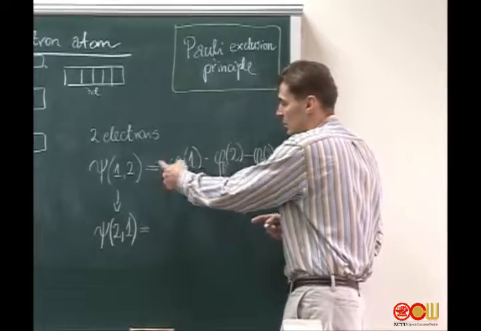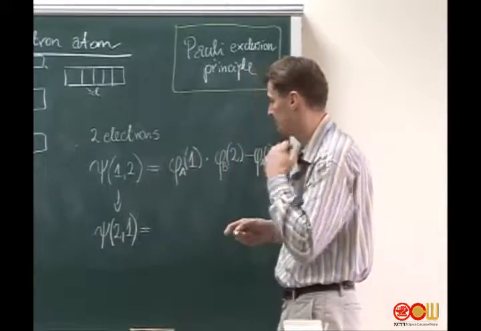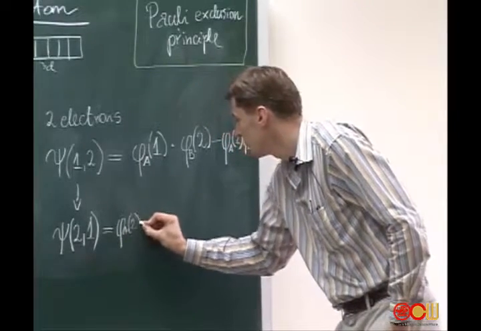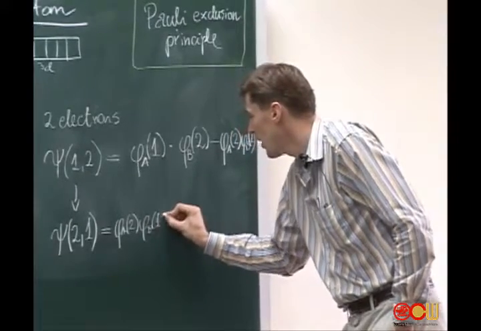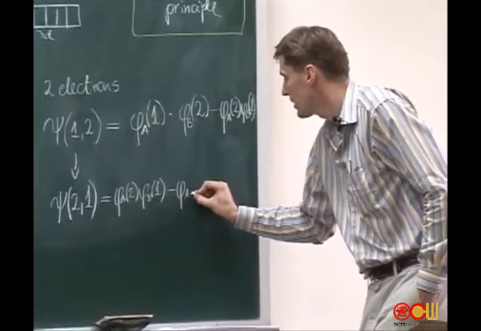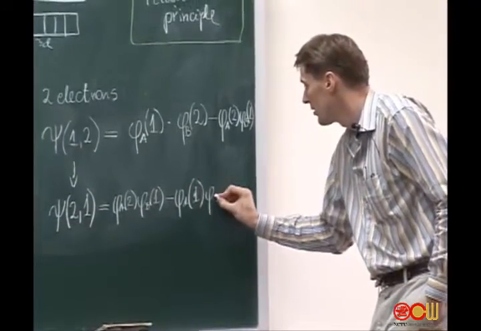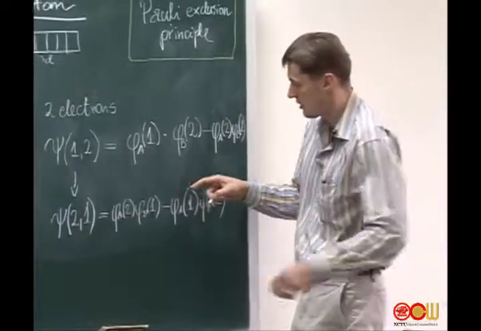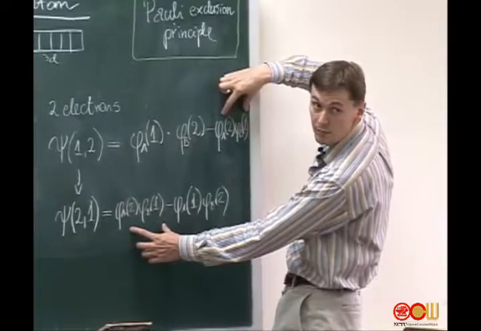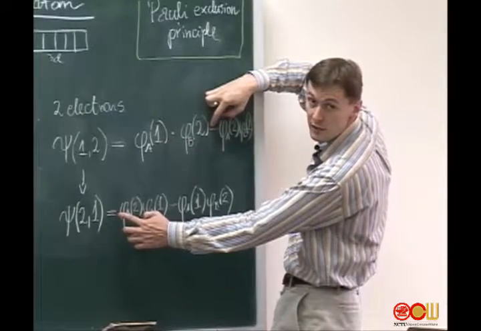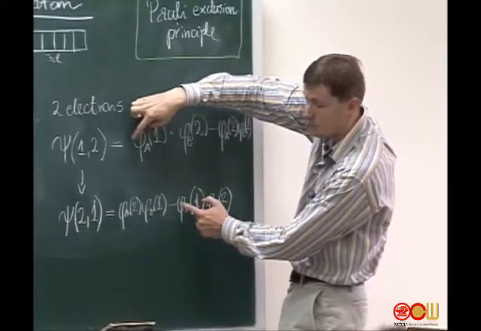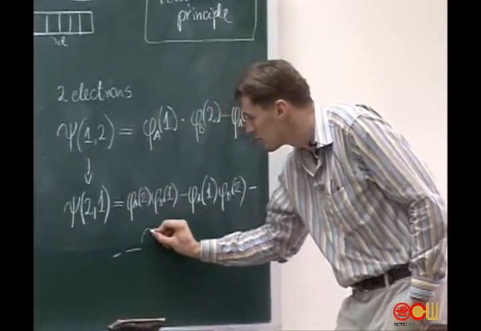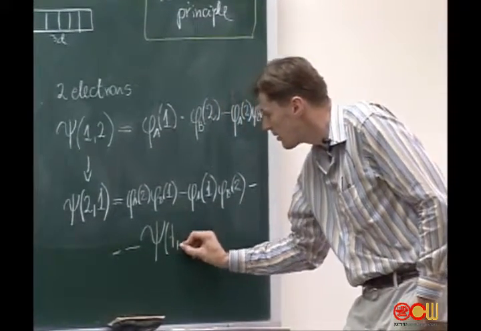That this plus will become minus, and minus will become plus. So maybe I write it once again. Then it becomes A(2)B(1) minus A(1)B(2). If you compare these two things, you see that this and this is the same, except for the sign. Here's plus, here's minus. And again, this and this is the same, except for the sign. So what I found here is that this is equal to minus (1, 2).